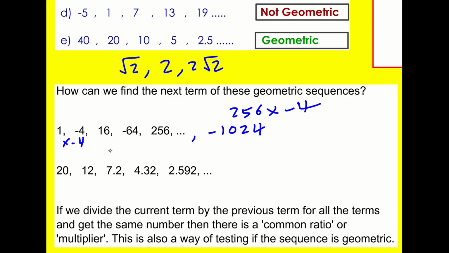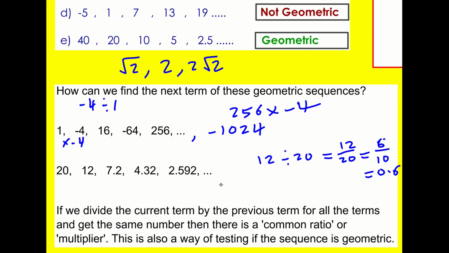This one's a little bit trickier to see, because instead of going from 1 to minus 4, which is quite easy to spot, I'm going from 20 to 12. So what I could do here is the second term divided by the first term. That is going to tell me what I have to times by. So I can do 12 divided by 20, and I can write that as a fraction, 12 over 20, which is 6 over 10 if I cancel it down. So it's going to be 0.6. So every time I'm timesing by 0.6, and I could check that if I wanted.